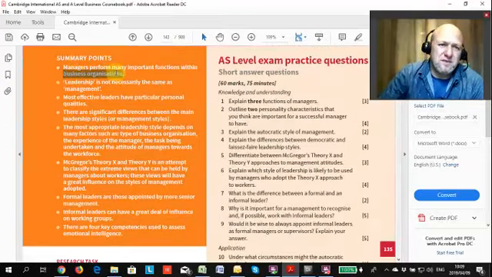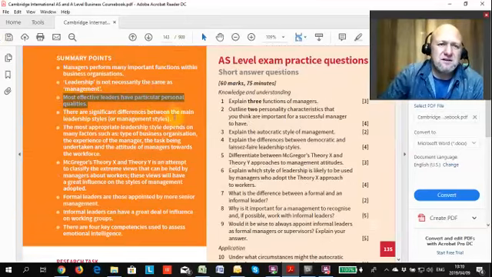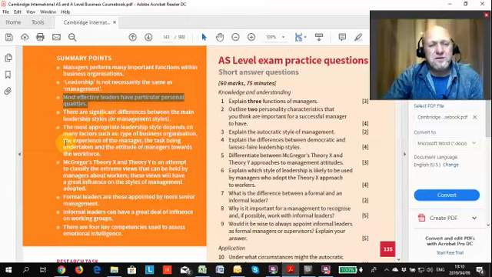Summary points. Managers perform many important functions within the business. Key term there is functions. Leaders is not necessarily the same as managers. Most effective leaders particularly have good personal qualities, and there are significant differences between main leadership styles. The most appropriate leadership style depends on many factors such as the type of business or organization, the experience of the manager, the task being undertaken, and the attitude of the manager towards the workforce.